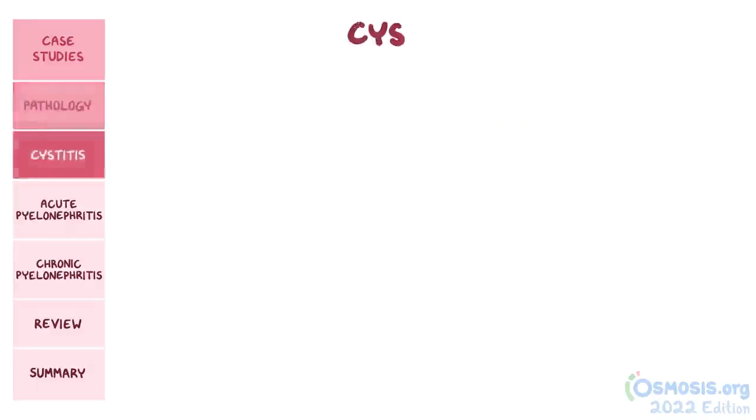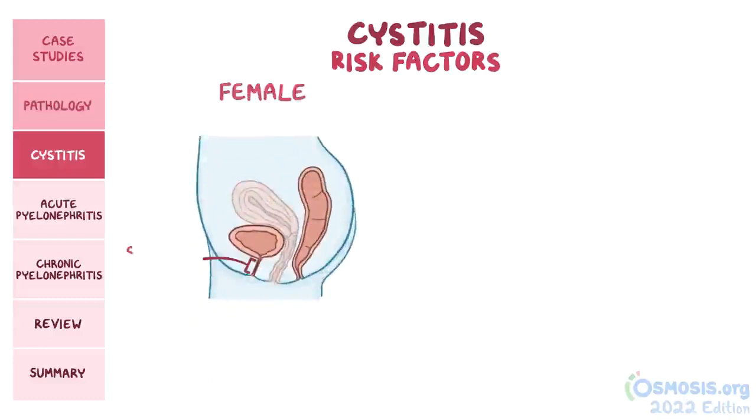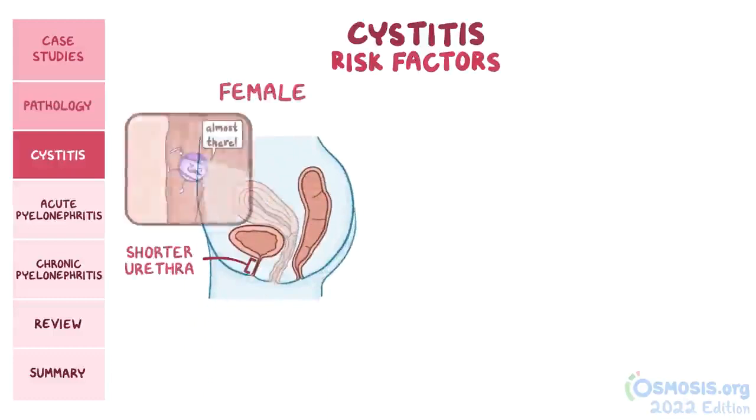Alright, so now let's talk about cystitis. There are some risk factors associated with cystitis. It's more common in female individuals because they have a shorter urethra, which makes it easier for the bacteria to ascend because the urethra is closer to the rectum, where the primary culprits live.